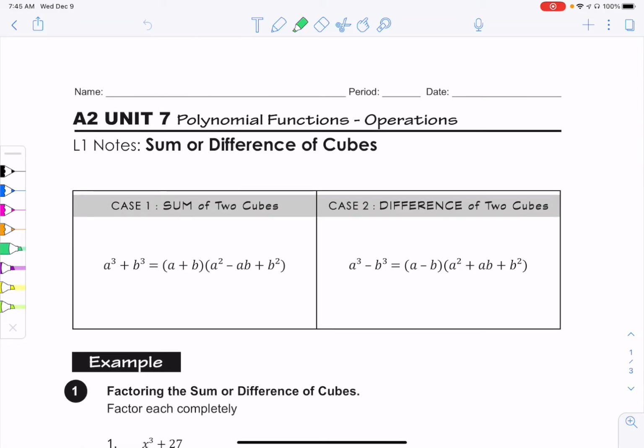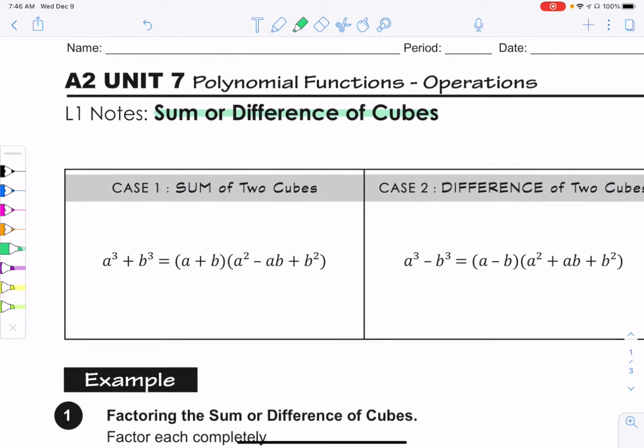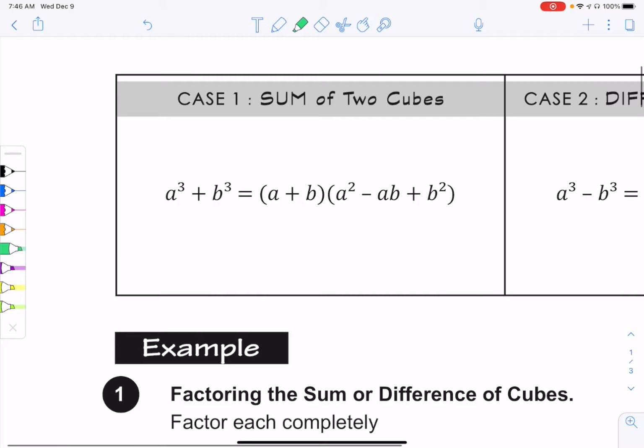Today we're starting Unit 7, and Unit 7 Lesson 1 is on sum or difference of cubes. So sum or difference of cubes is the same formula, but the signs change depending on if you're adding or subtracting. So let's take a look at the sum of two cubes.